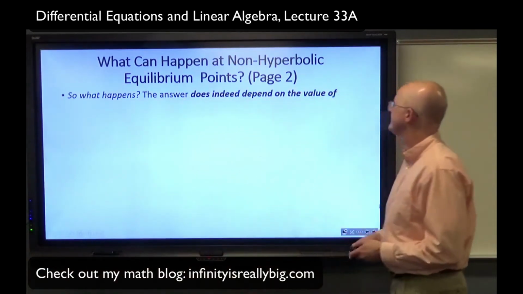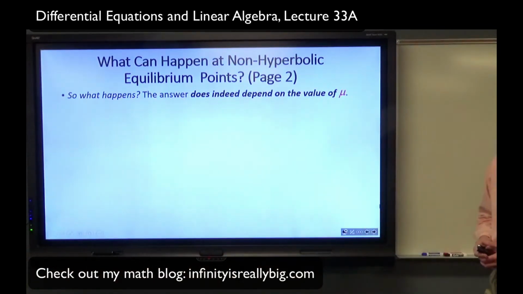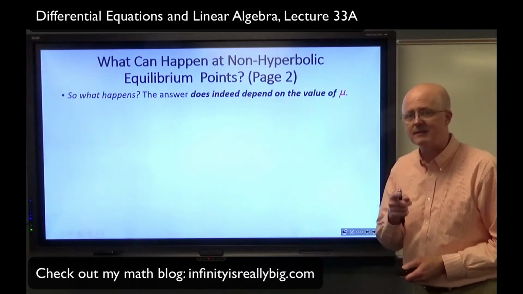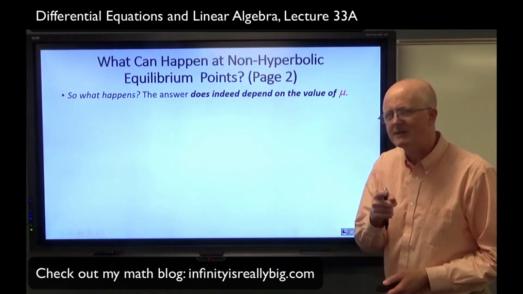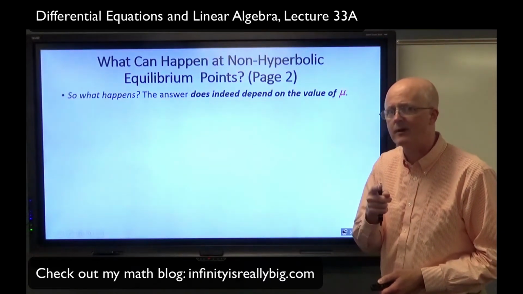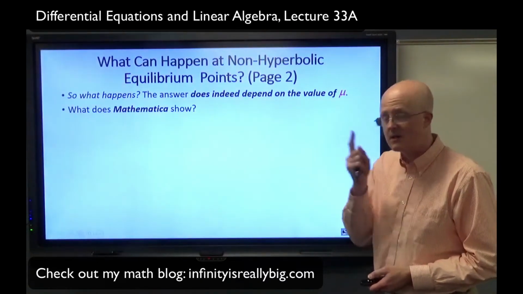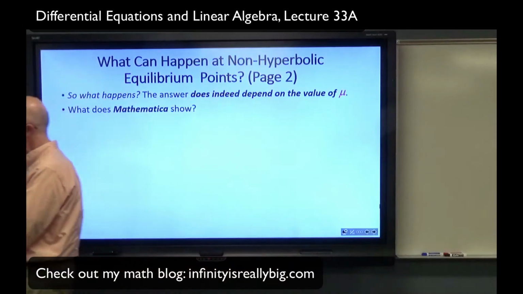So what happens? The answer does depend on the value of mu. That does affect the system. But you can't predict what's going to happen from the Hartman-Grobman theorem. We can use Mathematica. Let's go ahead and do that now to see what happens.